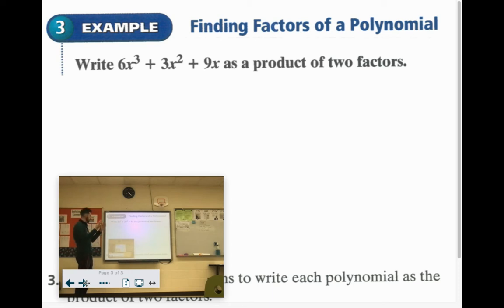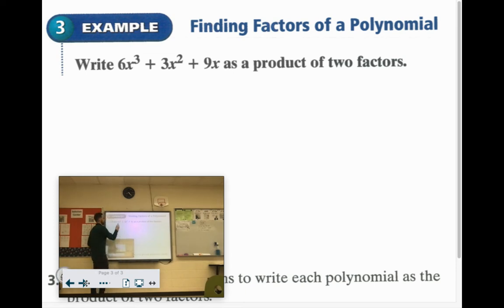All right, and this is it. This is what we're going to wrap up with. Write this as a product of two factors. So this is like the opposite of what we were just doing. We kind of did this back in the day when we were doing a light version of factoring. So we're going to look for the greatest thing that they all have in common.